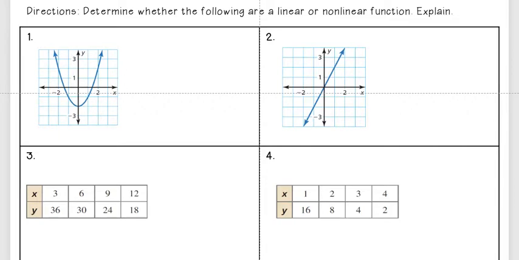Okay, so looking at this first one, you can probably automatically tell, like, nope, that is not linear. There's a curve in it. It's not just a straight line. So you could say, no, not a straight line. But another thing that I want you guys to notice is the reason why this isn't is that it doesn't have a constant rate of change.